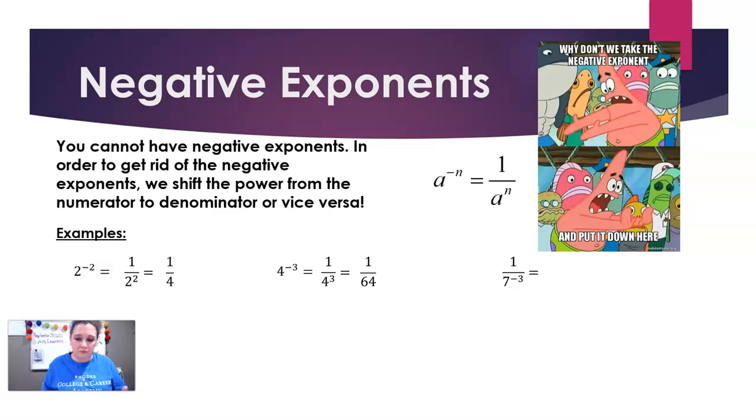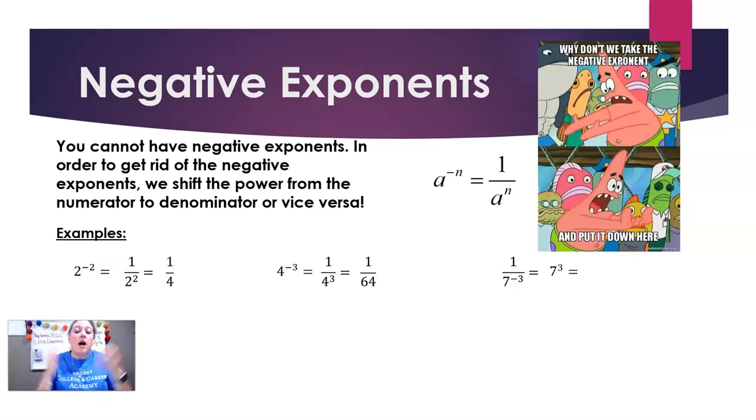And then if I have 1 over 7 to the negative third, this is where I was talking about vice versa at the beginning. If it's in the denominator already and it's negative, to undo the negative part, we put it into the numerator. We're going to put it on top in the numerator, and it's going to become positive.